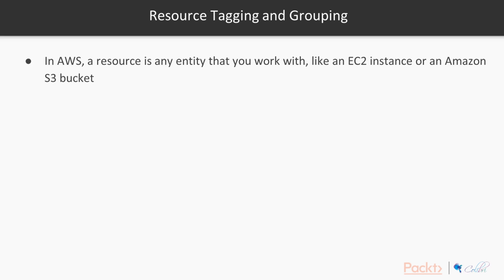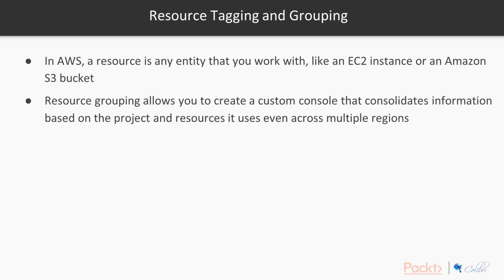So in AWS, a resource is any entity that you work with. It could be an EC2 instance, an Amazon S3 bucket, a DynamoDB table, a Route 53 entry, anything. Anything that you work with that you have to pay for. So resource grouping allows you to create a custom console that consolidates information based on the project and resources that it uses, even across multiple regions. So this is a really, really powerful feature, particularly if you're running an application that encompasses lots of products and services across multiple AWS regions.